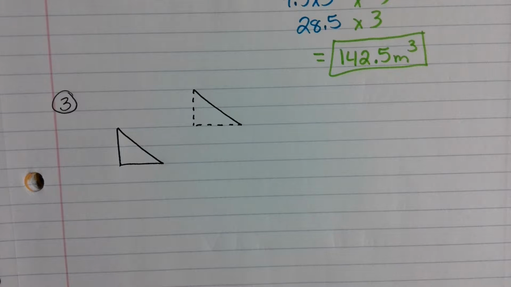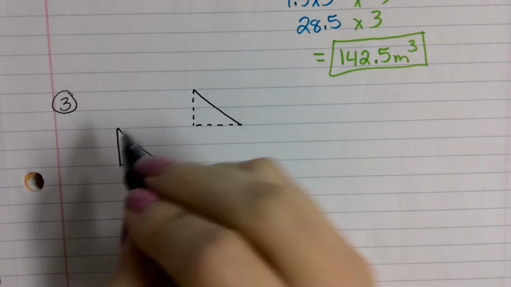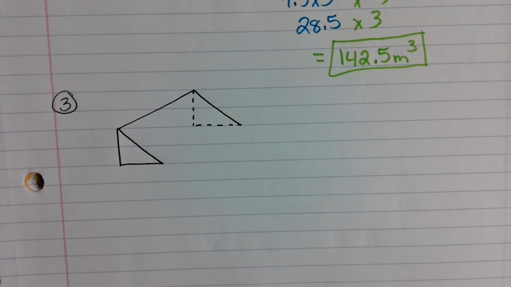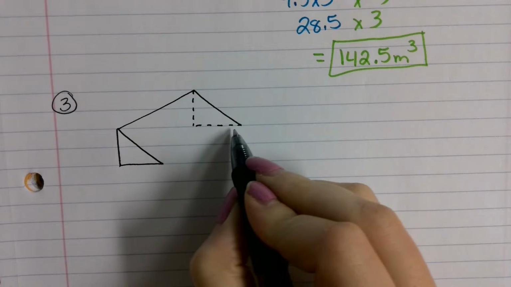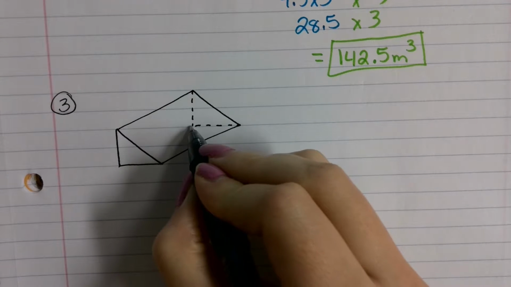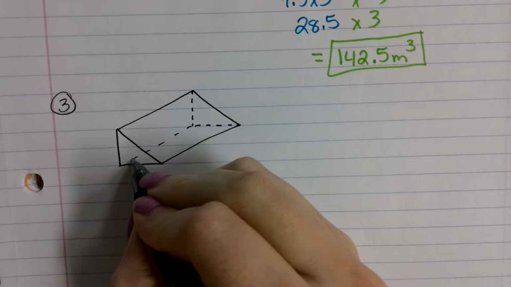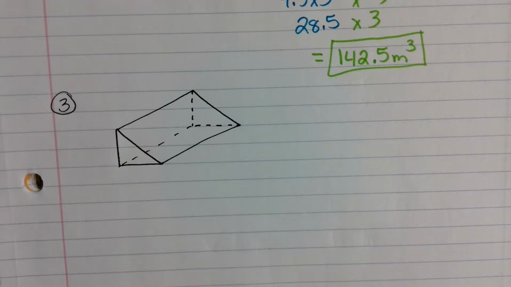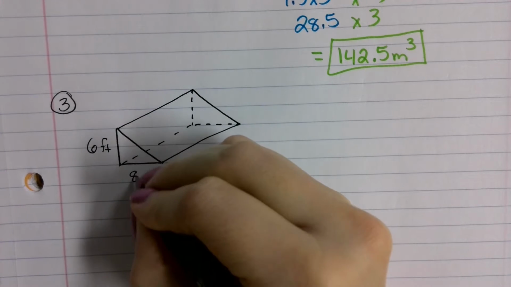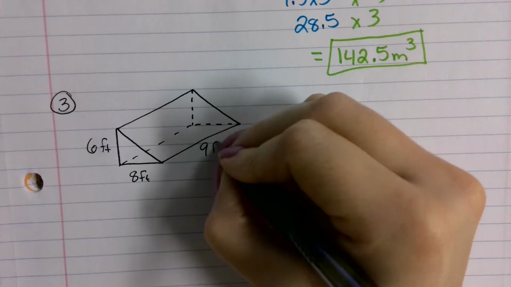Okay, now to connect the corners. So your very top corners are going to connect together as a solid line. Your very bottom right corners are going to connect together as a solid line. And then the bottom left corners are going to connect together as a dotted line. And there is the right triangle prism. Okay? All right, so I'm going to go ahead and label this as 6 feet. We'll say this is 8 feet and that this is 9 feet.